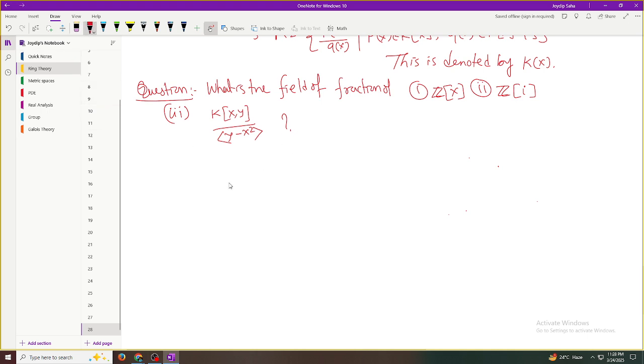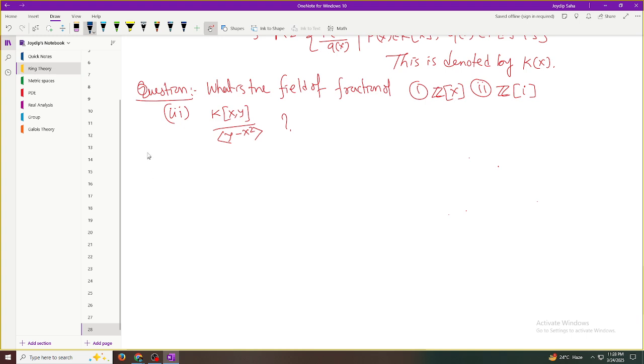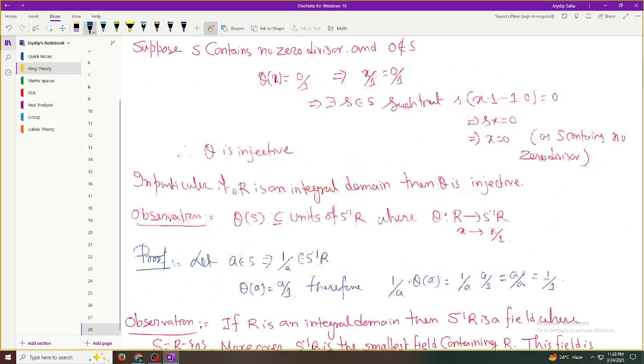So answer this question. Again, it is homework. I want to see your writing. I will discuss this next day. Now, universal property. This is very useful. I should write it on a new page.